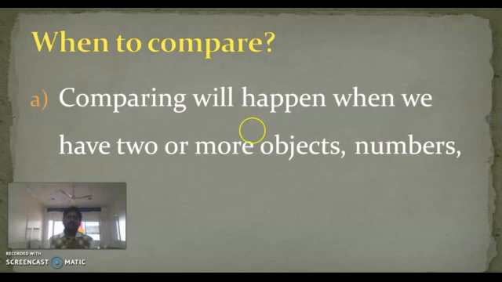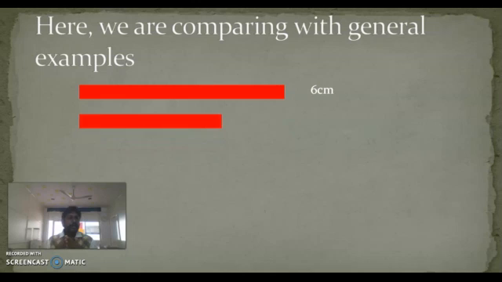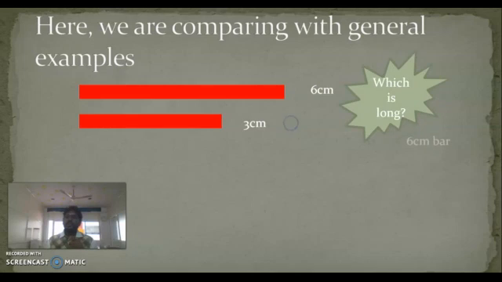Now see one example here. We are taking a general example: a rectangular bar of 6 centimeters, and another rectangular bar of 3 centimeters. Now analyze these two bars in your mind, then what will you get? One is large, one is small. Which is long? Obviously our answer is the 6 centimeters bar is long. This is visualization. We can easily say which one is big.